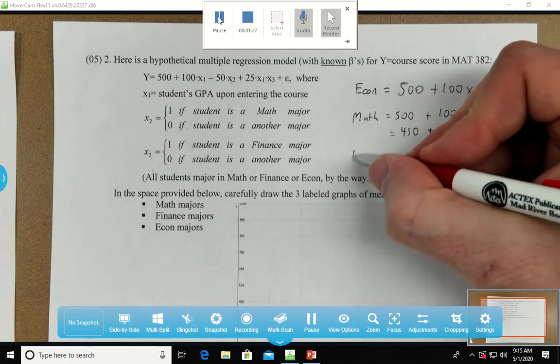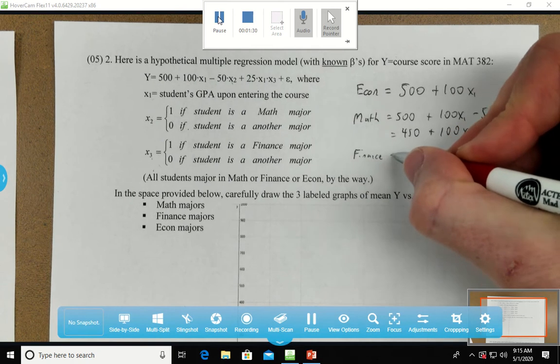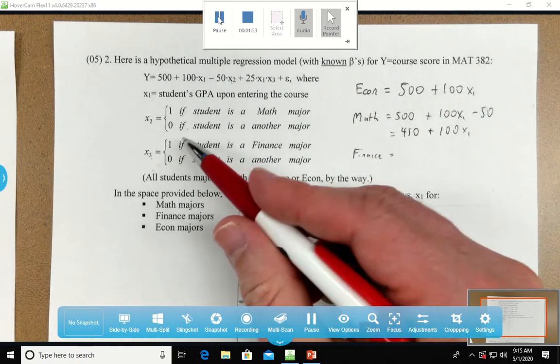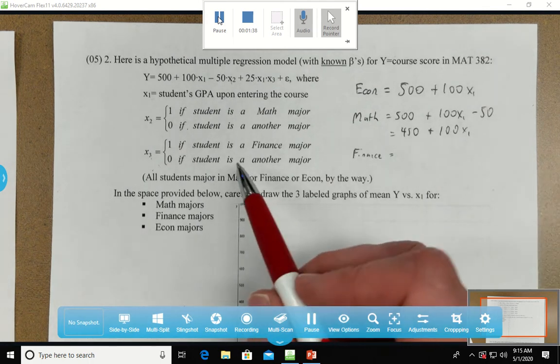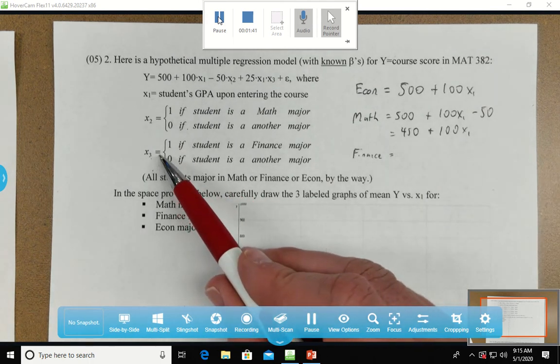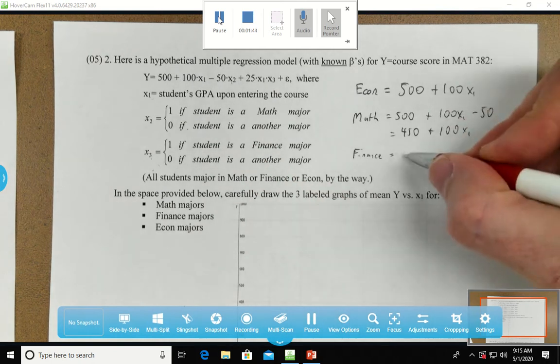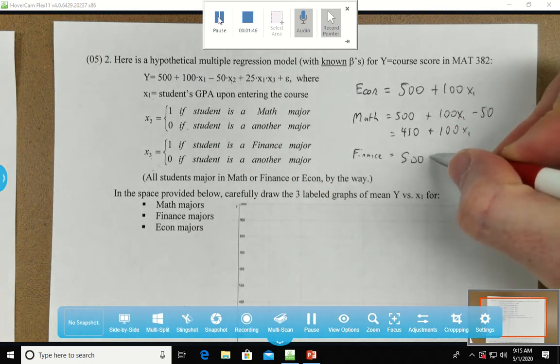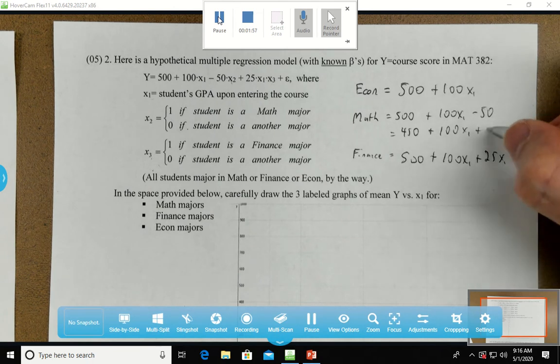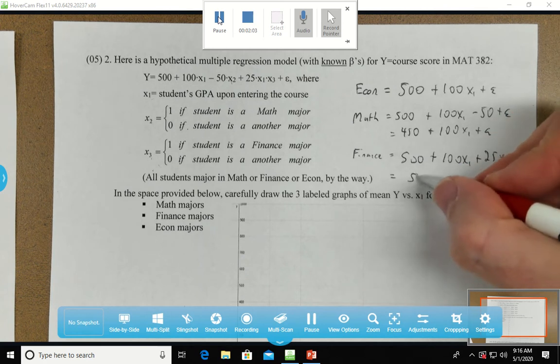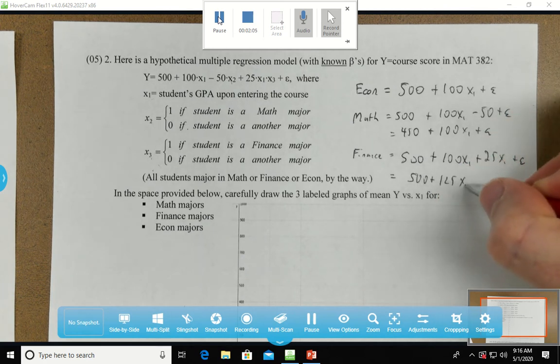And then the finance major would be 1 if it's x3. And so what we would get is 500 plus 100 x1 plus 25 x1 plus epsilon. Actually, I should add epsilons to both of these. And so this would end up being 500 plus 125 x1 plus epsilon.